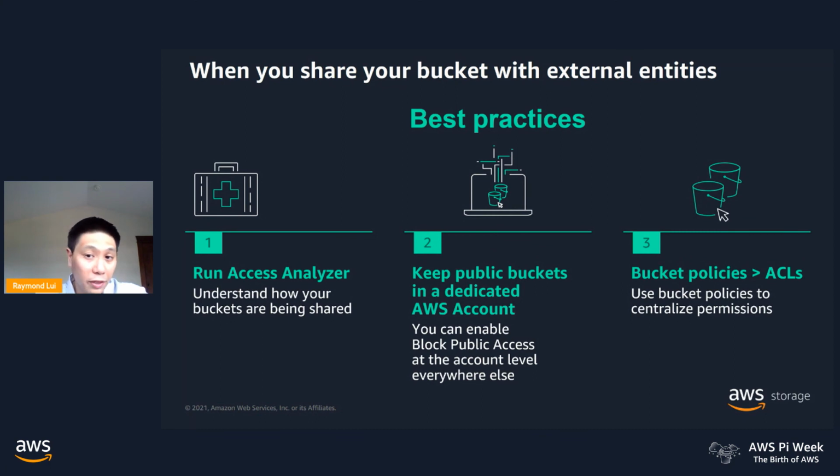When you share your bucket with external entities, we generally recommend 3 best practices. First, you run Access Analyzer to understand how your buckets are being shared. Second, you keep public buckets in a dedicated AWS account, so you can enable block public access at the account level everywhere else. Third, you use bucket policies over ACLs to manage permissions. Bucket policies give you one centralized place to control permissions.